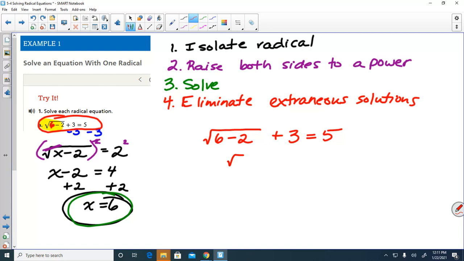So I am using my original equation and substituting in the 6 for the x. Well, 6 minus 2 is 4, so the left side would be the square root of 4 plus 3. Does that equal 5? The square root of 4 is 2. Does 2 plus 3 equal 5? Yes, it does. So that means 6 is not extraneous. 6 is an actual solution. So I will circle it.